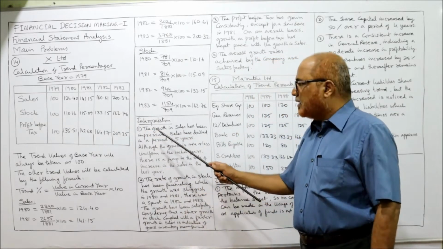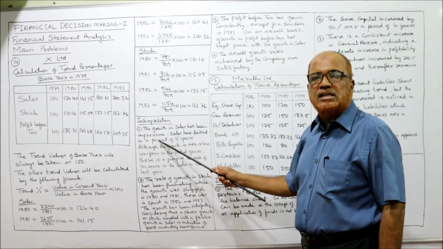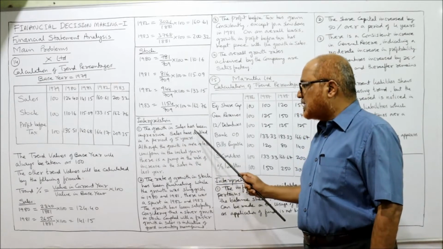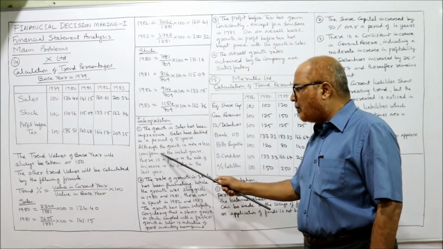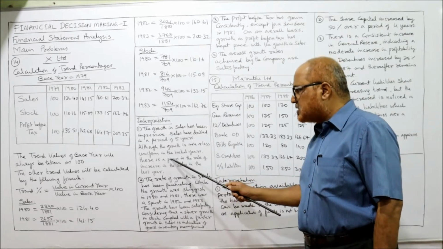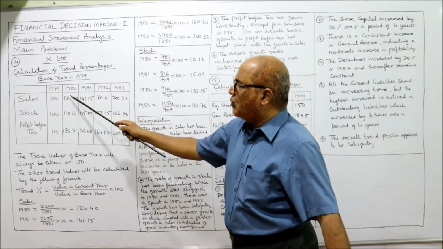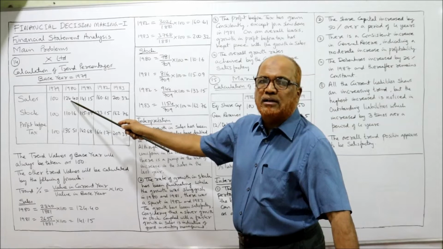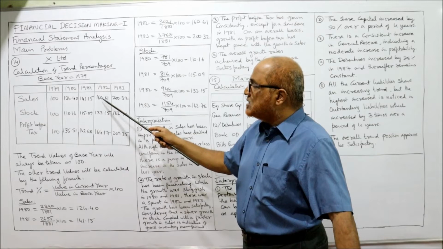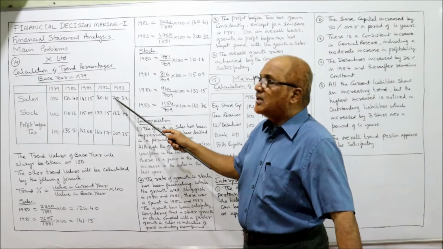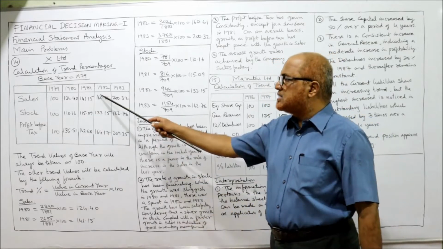Now in interpretation, the growth in sales has been impressive. Very good increase in sales because it has doubled. Sales have doubled in a period of 5 years. Although the growth is more or less uniform in the initial years, there is a jump in the rate of increase in the sales in the last year. See here, 100 to 124, so 24% increased. Then 24 to 41, 41 to 60, then 60 to 200. There's a big jump in sales in 1983. That is the observation in sales.